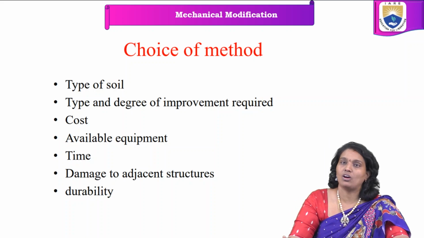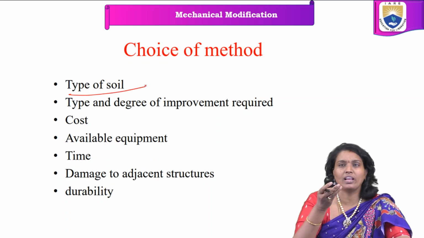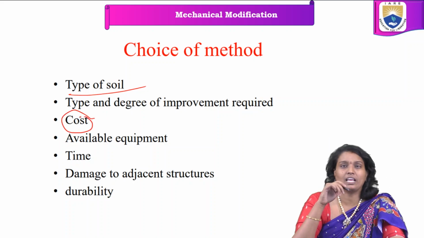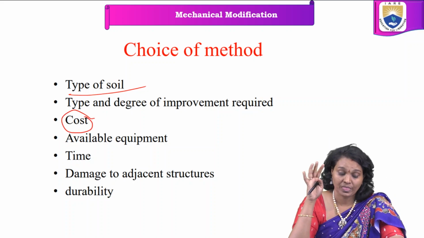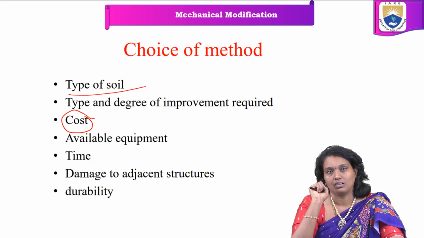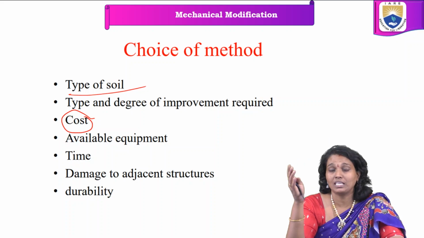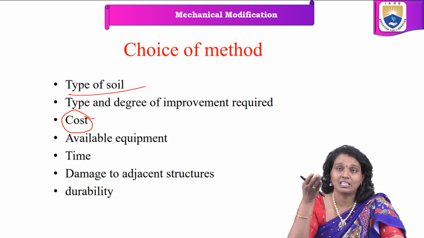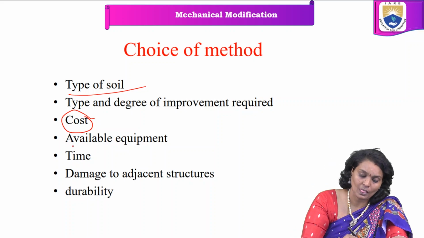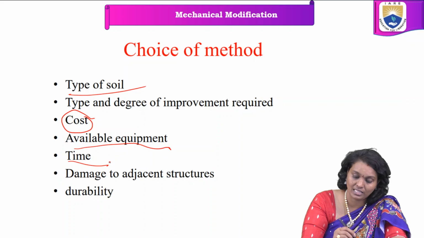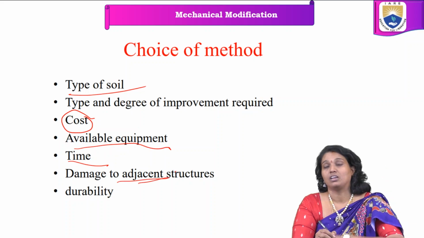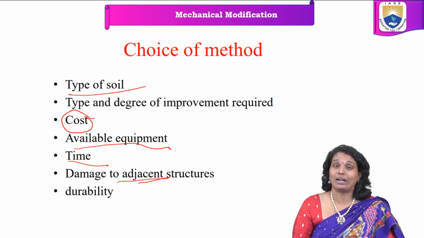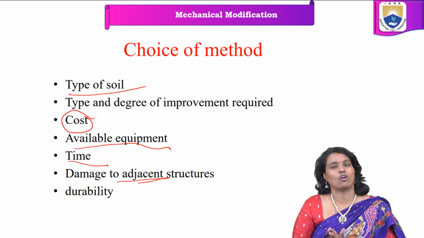The main factors here are the type of soil, the degree of improvement required, how much the compaction technique costs for densifying the soil, and the cost and availability of the equipment. Sometimes the cost may be less, but the equipment is not available nearby, or there are time constraints. So various parameters affect the choice of method: availability of equipment, time, as well as damage to adjacent structures. Some equipment may damage nearby structures, but may give better performance even though the nearby structures are not supportive.